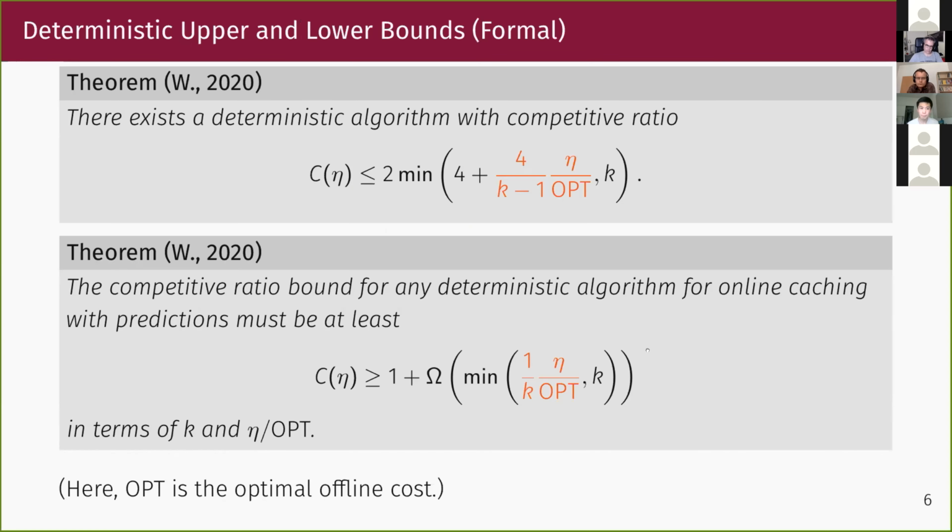More formally, here are the theorem statements for the deterministic upper and lower bounds. We get this O of 1 over k times eta over opt dependence on the error eta. And it turns out that this dependence of 1 over k times eta over opt is optimal up to constant factors. So for any deterministic algorithm, there exist inputs that require this competitive ratio. And just as a quick note, for the randomized case, we simply take the minimum with log k.